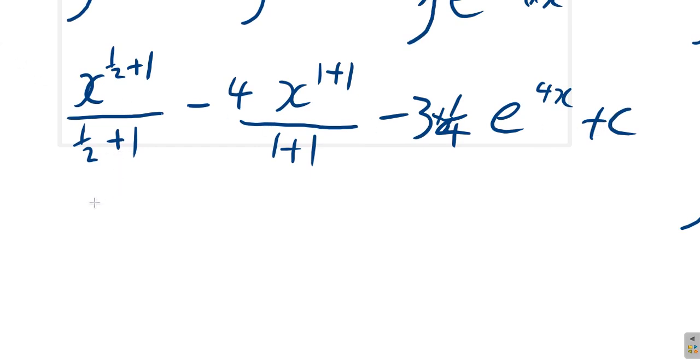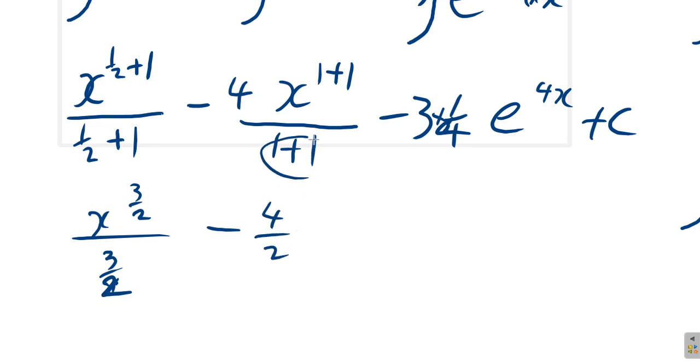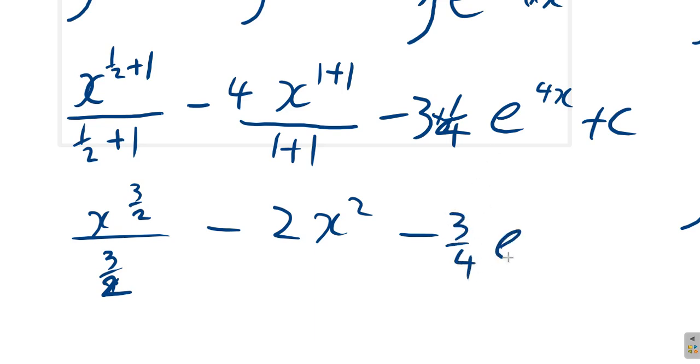So what you have, 1.5 is the same as 3 over 2, 3 halves. So it's x to the 3 halves over 3 halves, 3 over 2, minus, well, this will become 4 over 2, because the 1 and 1 add to 2. But 4 over 2 is the same as 2. So it's 2x squared minus 3/4 e to the 4x plus c.